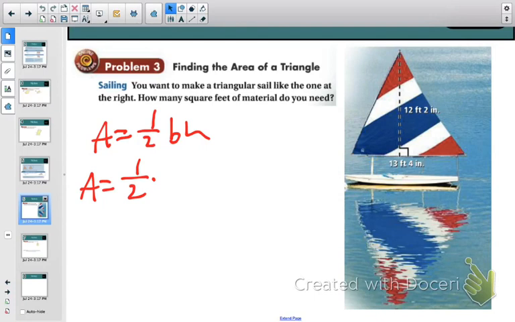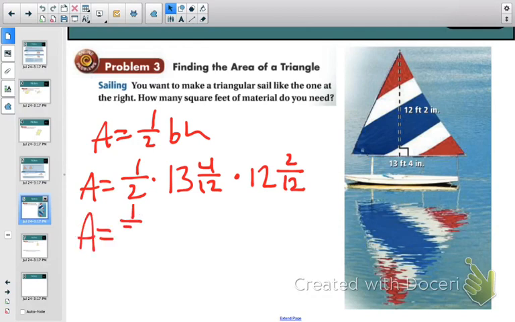So 4 inches, so 3 feet and 4/12, because 4 inches out of 12, times 12 feet and 2 inches, so 2 out of 12. Can simplify that a little bit. 1/2 times 13 1/3 times 12 1/6. Just simplify those two fractions, and then we can change those to improper fractions. That way it's easier to multiply.